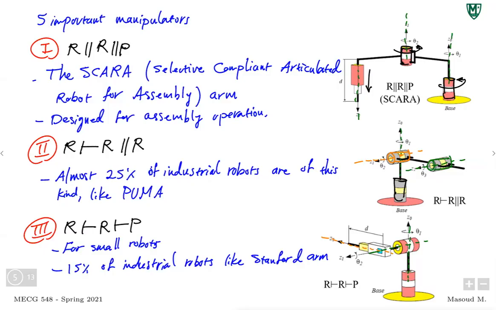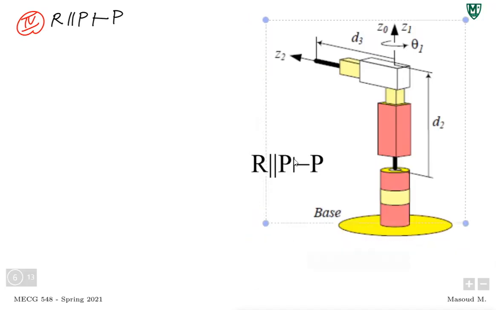The fourth one, let me take a look at my notes to follow, is, let's go with this one. It's a revolute joint, right, parallel to a prismatic joint, orthogonal to another prismatic joint. If I want to draw it schematically, there you go. So this is the schematic of that.